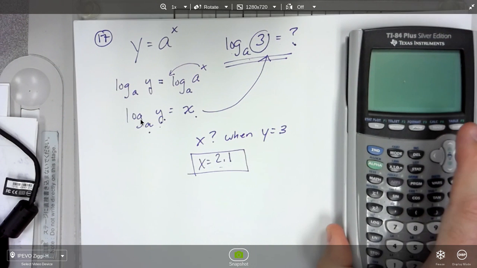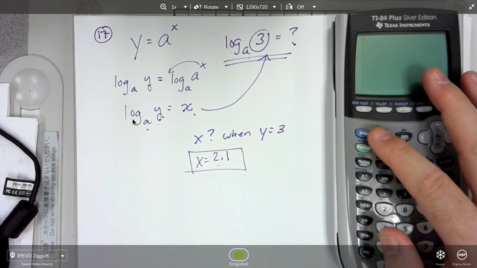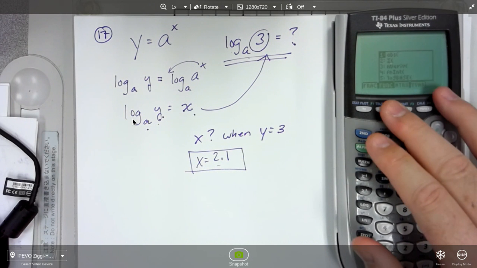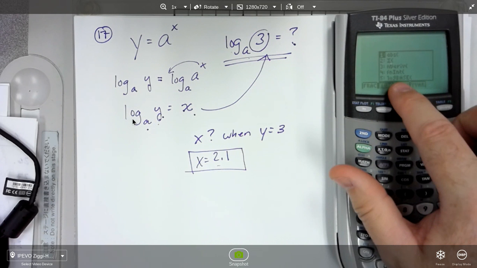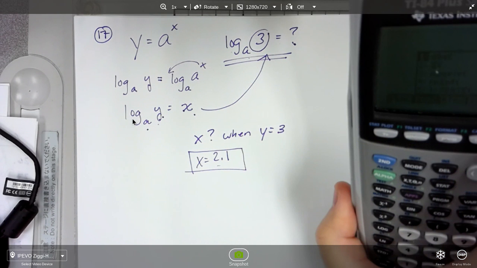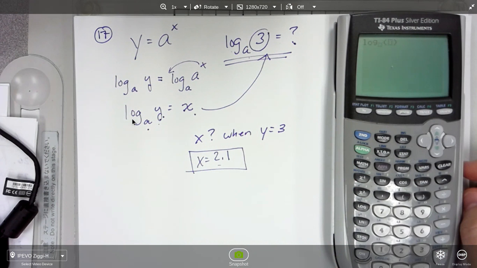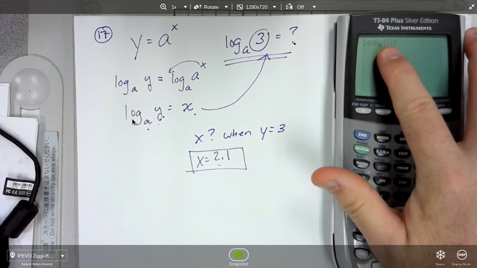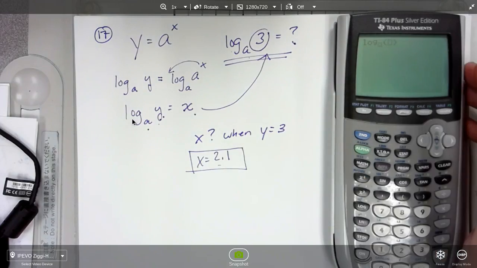All right. So again, if I want to do the log base formula, that should be alpha window. And log base is going to be option 5 here, I think. I can't read it at that angle. Yeah, that's option 5. And then you just plug in the value of a and plug in the value 3 and then hit enter.